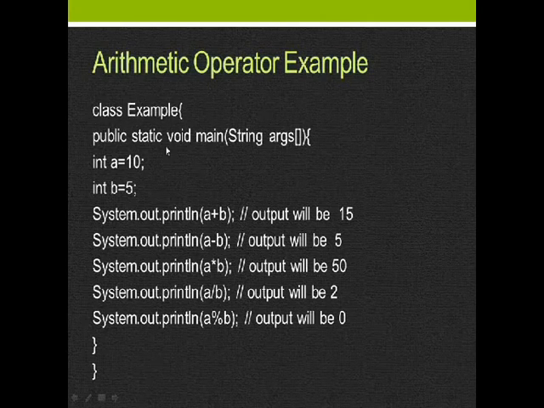Here the class name is Example. This is as usual, and variable a is declared as an integer type and assigned the value 10, and variable b is also integer type and assigned 5. Now let us just add a plus b. It will produce the output 15, that is 10 plus 5. These are simple and basic arithmetic operations: a minus b, a multiplied by b, a divided by b, a modulus b, etc.